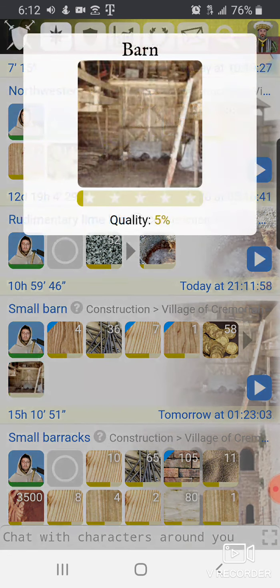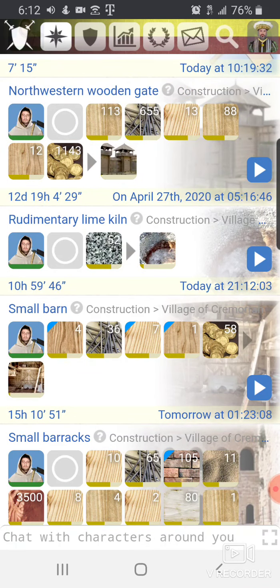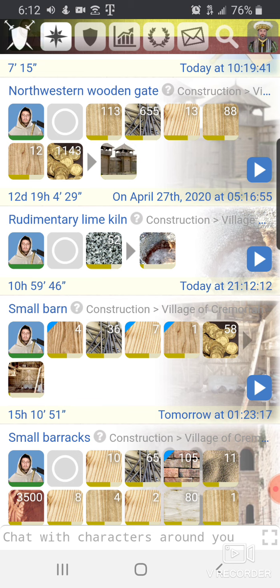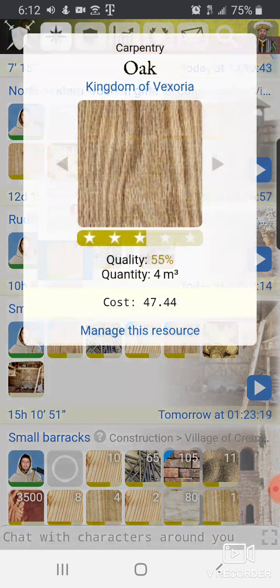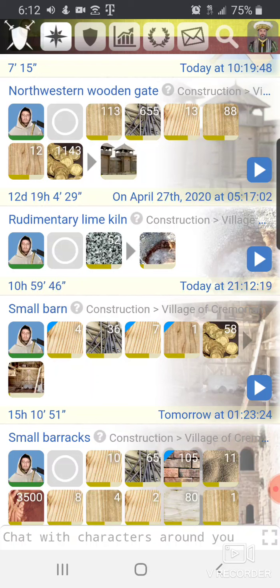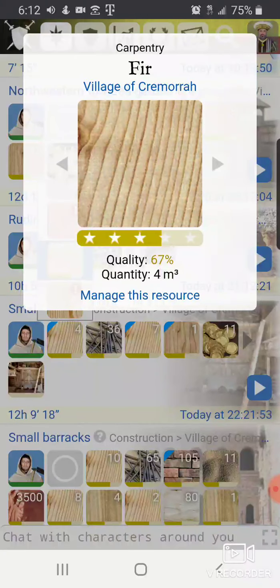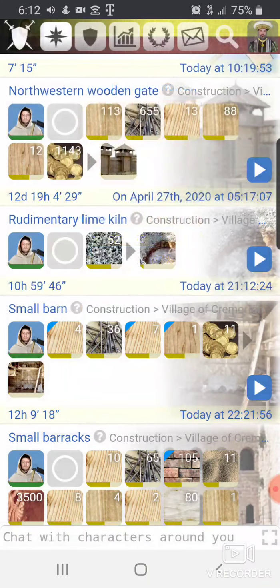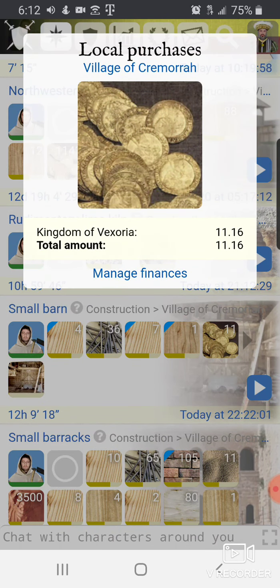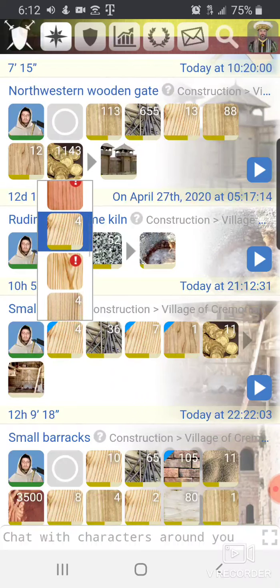That actually has increased the quality, but it won't increase a lot because he's not a construction unit. But what happened was it increased the time it takes to build because it's a heavier wood, and also because I don't have any oak in this domain. So if I go back to this wood, which is fir, I do have that, and it reduced the time and the cost. You do have to pay for resources from other domains that come from there.